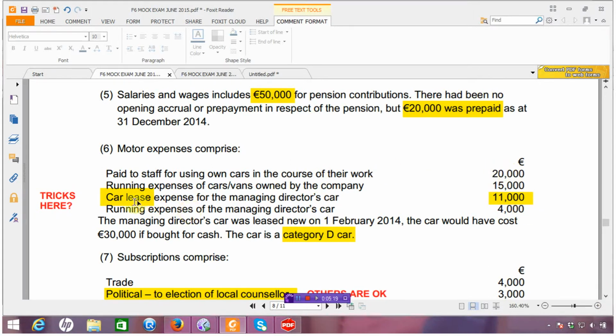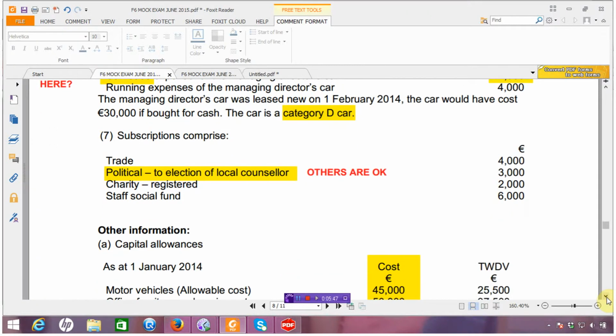In this particular case, that bad phrase, car lease, there are lots of tricks in relation to cars being leased. It looks to me as if the other items, staff using their own cars and a running cost for the MD and the cars owned by the company, are perfectly fine to leave where they are. It's this figure here of 11 that we're going to have to adjust based on the fact that it's a lease and a Cat D car of 30k. More of that later.